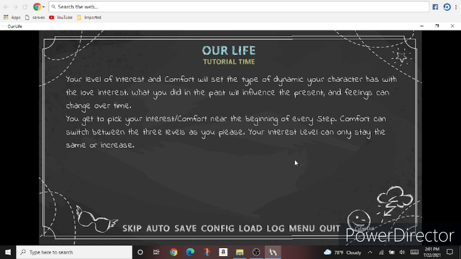Pick your interest and comfort near the beginning of every step. Comfort can switch between 3 levels as you please. Your interest can only stay the same or increase. I don't like that. I find that incredibly dumb. Taking a drink.